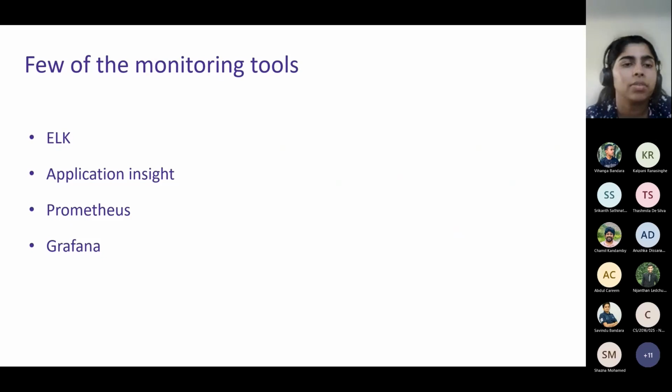So these are a few of the monitoring tools available in the market. ELK, Elastic, Logstash, and Kibana, and Application Insights, which is available with Azure, and Prometheus. It's also a monitoring tool. Grafana. These are a few of the monitoring tools available in the market.